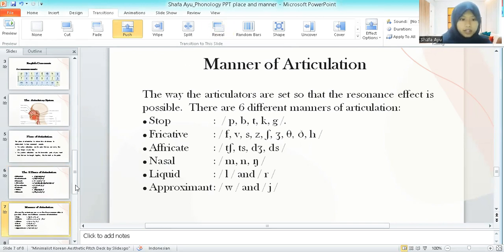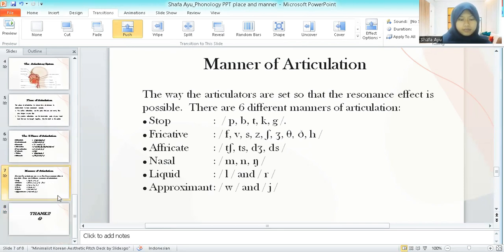And then next is manner of articulation. Okay, the manner of articulation is the way the articulators are set so that the resonance effect is possible. And manner of articulation is the how of making sounds. When we're learning our first language, we don't usually think about how we make the sounds we do. We just reproduce what we've heard over the first few years of our lives.